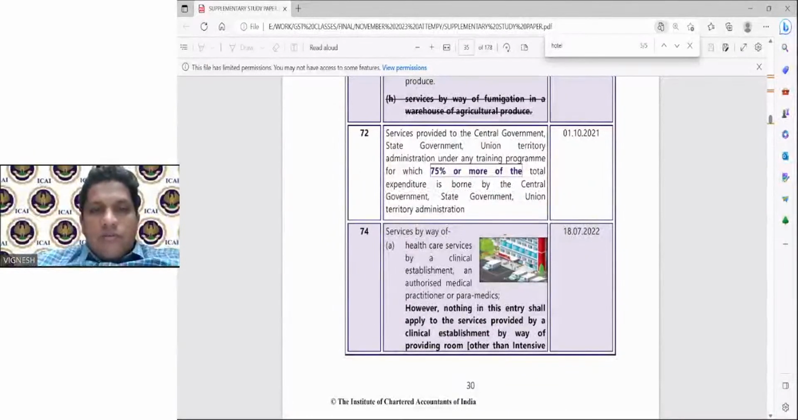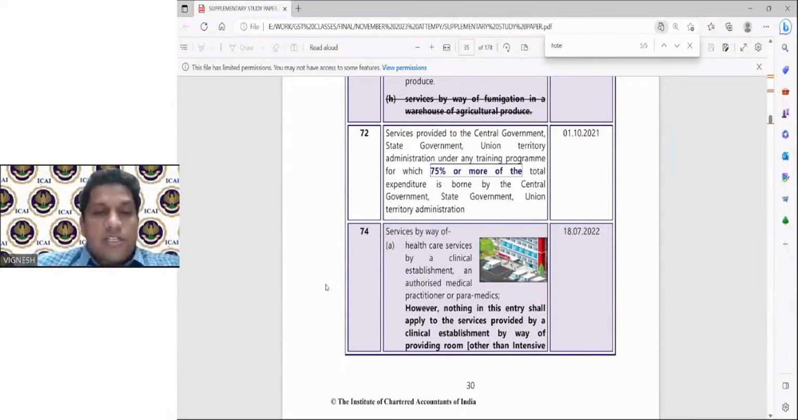Then entry number 72, where you are providing services to the central, state, union administration under any program for which 75% or more of the total expenses is borne by the central government, etc. Earlier it was total expenses. This has been changed. So entry 72 has been modified, where 75% or more is now the criterion. If you see in the PPT, it was total expenditure. I will just change that now, for which 75% or more of the expenditure. This also is an important amendment which is there since 2021 now. Next.